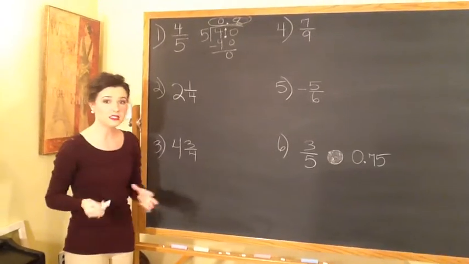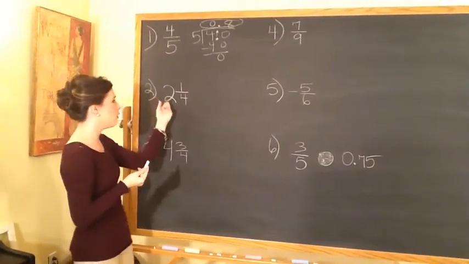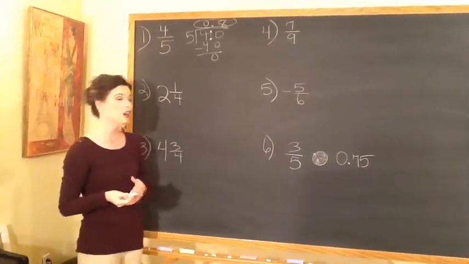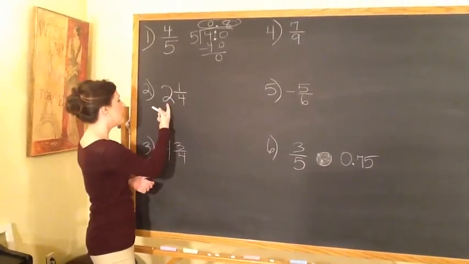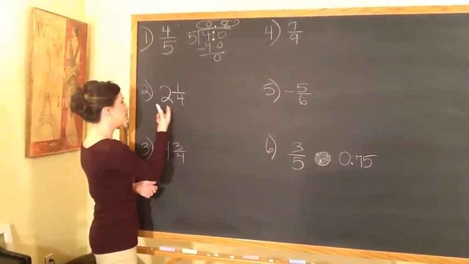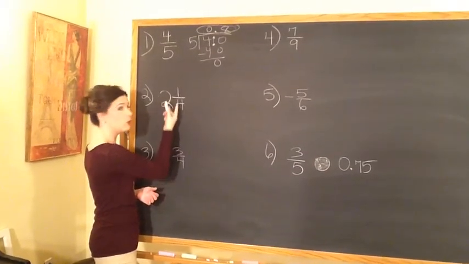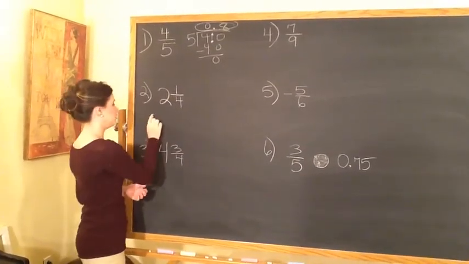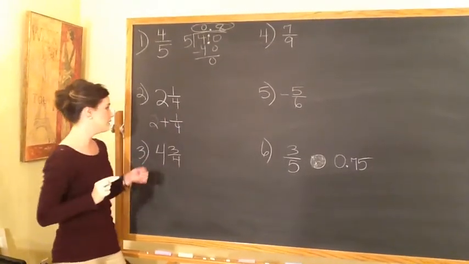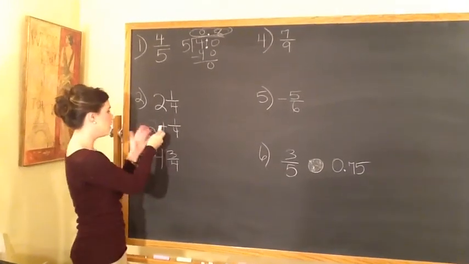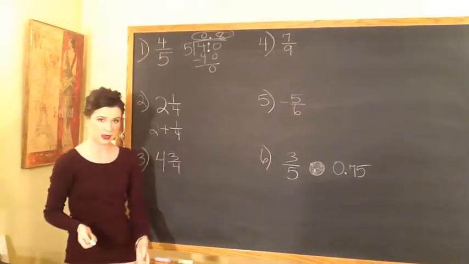Now we have a mixed number. A mixed number is when you have your whole number and a fraction together. So how do you do it with a mixed number? This is basically saying 2 and 1/4, and we're going to write it like this: 2 and 1/4. So we're going to be adding 2 plus whatever 1 divided by 4 is.